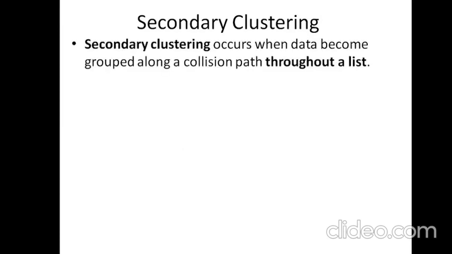We are now going to talk about the second type of clustering, called secondary clustering. Secondary clustering occurs when data become grouped along the collision path throughout a list. So point number one, this is the opposite of primary clustering. Here the clustering does not happen around the home address, but far away from the home address. The values in fact get stored across the list with a proper distribution. So it's not a primary clustering problem. That is point number one.